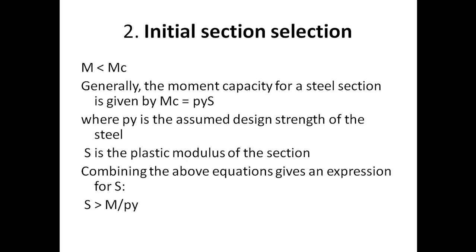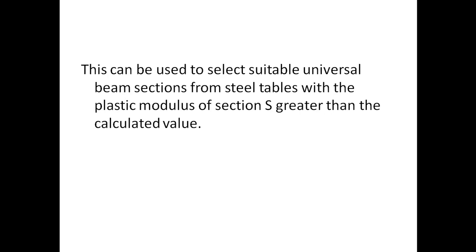But before that, you have to do a simple calculation to determine the section to pick, to determine your plastic section modulus using the formula: plastic modulus S_x is equal to the maximum moment gotten from step 1 divided by the assumed design strength. After getting your plastic modulus, you go to the table to pick a particular section of your choice that is suitable, closest to the value you get, or exactly the same. This is used to select a suitable universal beam section from the steel table with plastic modulus S greater than the calculated value.